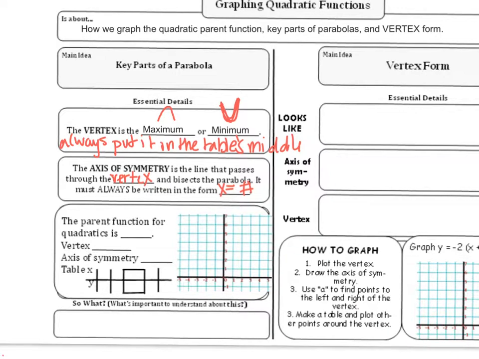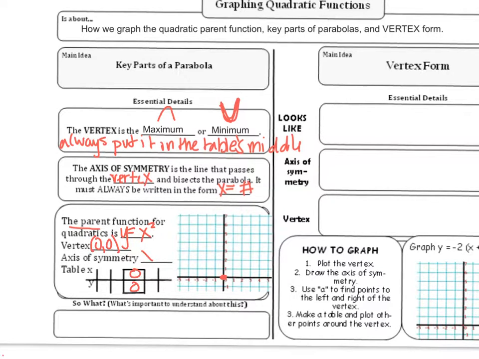So we are back to here, the parent function. Our parent function for quadratics is just like all of our other functions, we have parent functions for them. It's the most basic, easy one, and it's y, or f of x, equals x squared. So that's our parent function. And like most of the other ones, the vertex, or the starting point, is at 0, 0. So right here at 0, 0 is my starting point. So 0, 0 is going to go in the middle of the table.